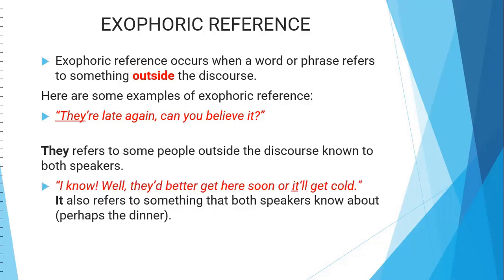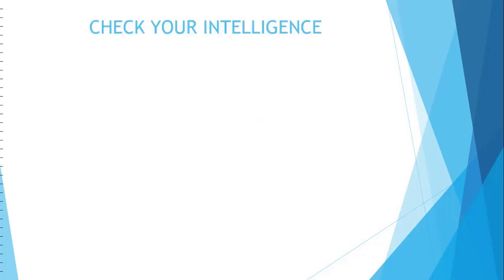I know well. You had better get here soon or it will get cold. This it refers to something that both speakers know about, perhaps the dinner. So exophoric is all about something that is outside the discourse.